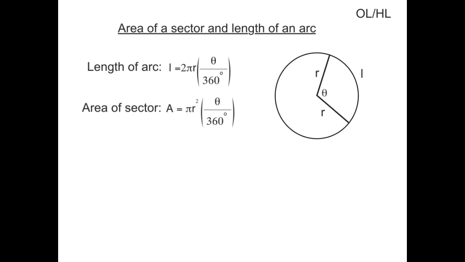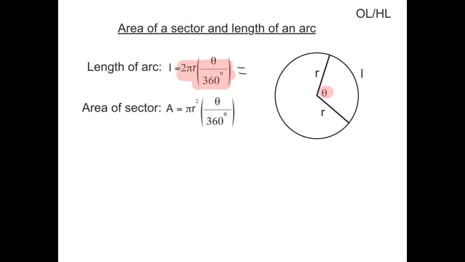So in this video we're going to be looking at area of a sector and length of an arc. The formulae for length of an arc and area of a sector can be found in your tables book, and they're shown below here. Length of an arc is equal to 2 pi r multiplied by your angle theta, which is here, divided by 360 degrees.